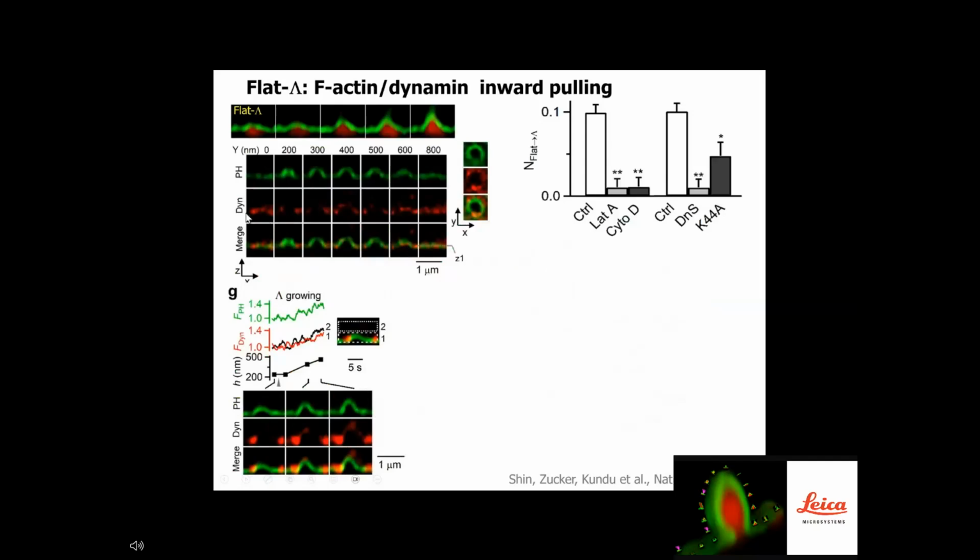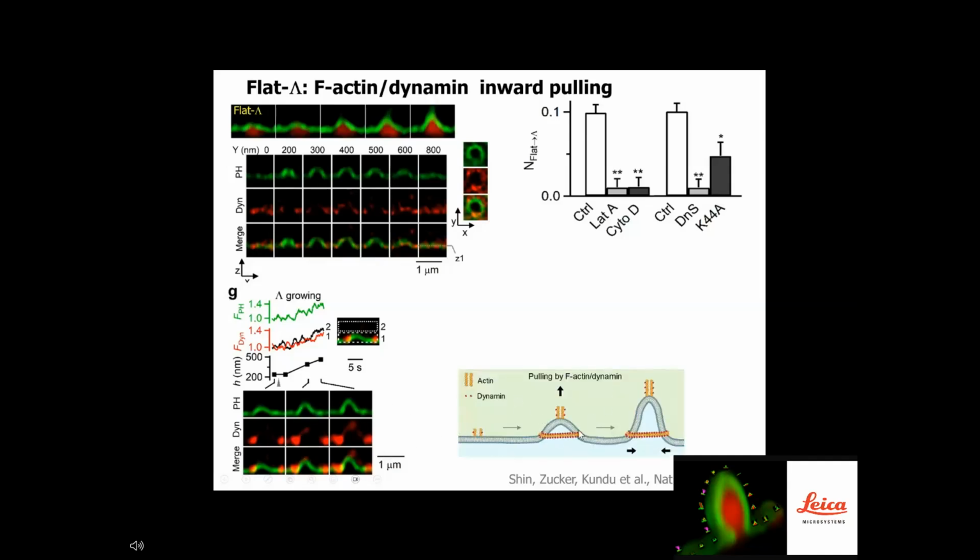Now, if we label dynamin in red, we see dynamin surrounds the base of the lambda shape. So these are the XZ-plane images of the dynamin in red that surround the side of the lambdas. And these are the XY images of dynamin in red that surrounds the green base of the lambda shape. Here I show you an example that when lambda is growing, we see the dynamin surround the base of the lambda and also recruited to the tip of the lambda shape, as shown here.